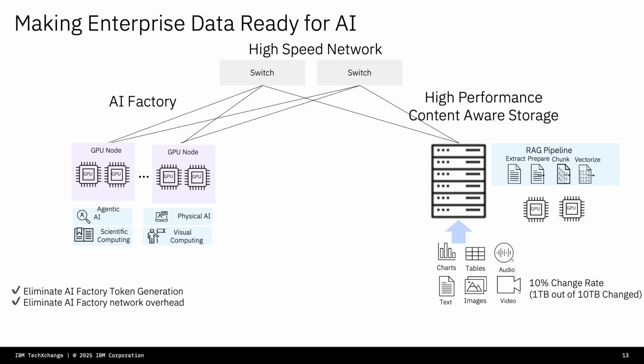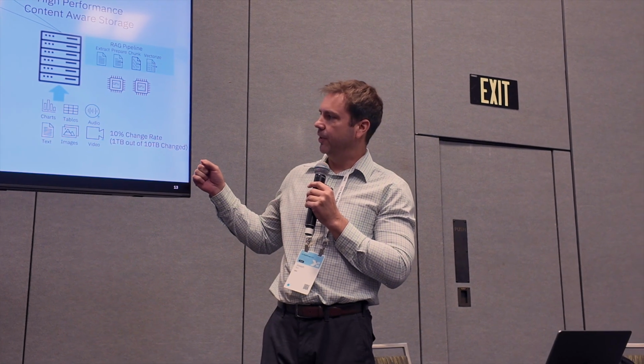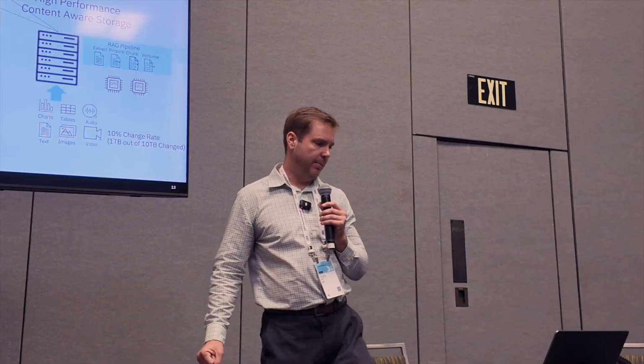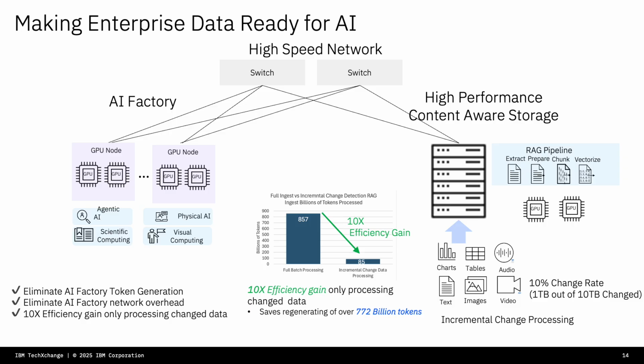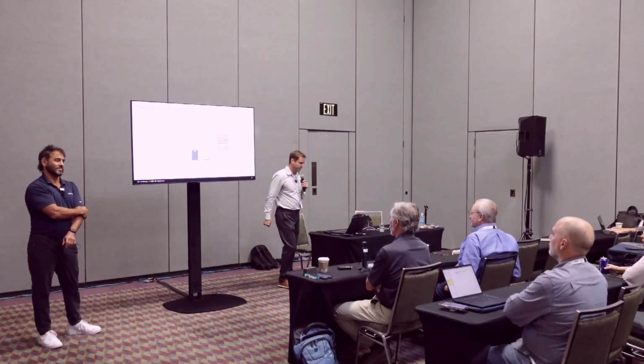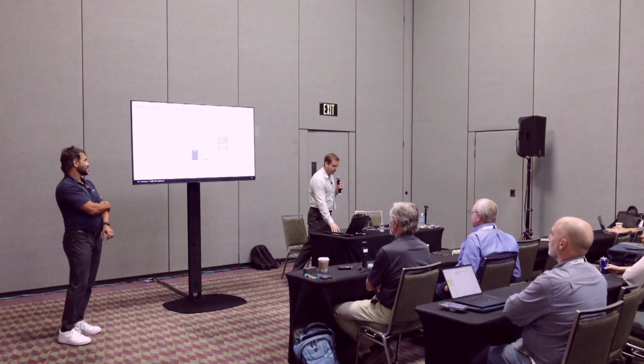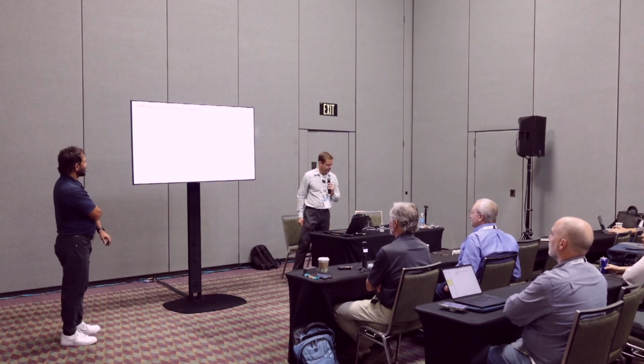But there's more to it. Typically, as I mentioned, organizations don't know what data has changed. But if we have the ability to detect what data has changed, we no longer have to process that 10 terabytes over and over again. In this case, let's say that there's a 10% change rate and there's only 1 terabyte of data that's changed. If we can detect that and only process that, we can eliminate the need to reprocess 772 billion tokens. We can get a 10x efficiency, and we can free the AI factory from having to do this entirely. And so this is behind some of the motivations of why content-aware storage is coming about.